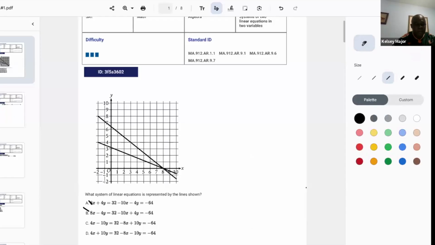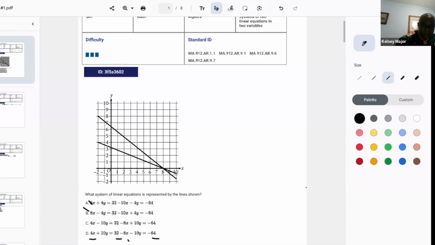So D must be, if I divide 4 by 4 and 32 by 4, and y is going to be 0, I'm going to have an x-intercept of 8. I'm going to do the same thing for this. If I divide negative 8 by negative 8, and then negative 64 by negative 8, it's going to be 8. So our slopes are what we want. They're correct, right? Now let's look at the y-intercepts.